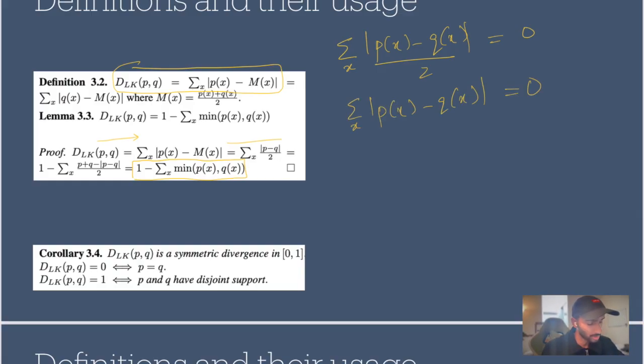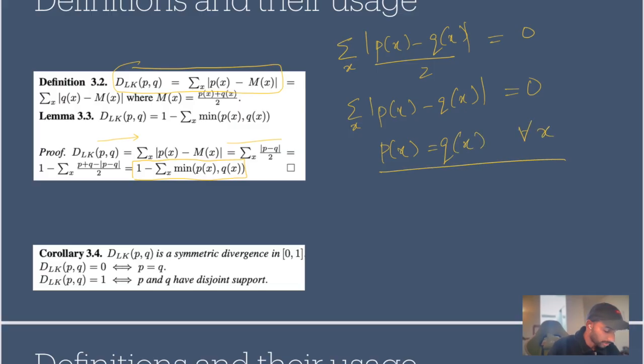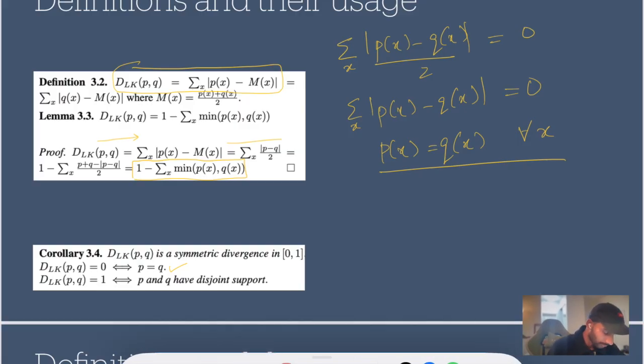Now each term here is a positive quantity because of the absolute value. The only way in which this entire sum is going to be 0 is when P(x) is equal to Q(x) for all x. And so that covers both sides of this first statement. When P equals Q, we can immediately see that D_LK(P, Q) is 0. When D_LK(P, Q) is 0, we can also see that P equals Q.